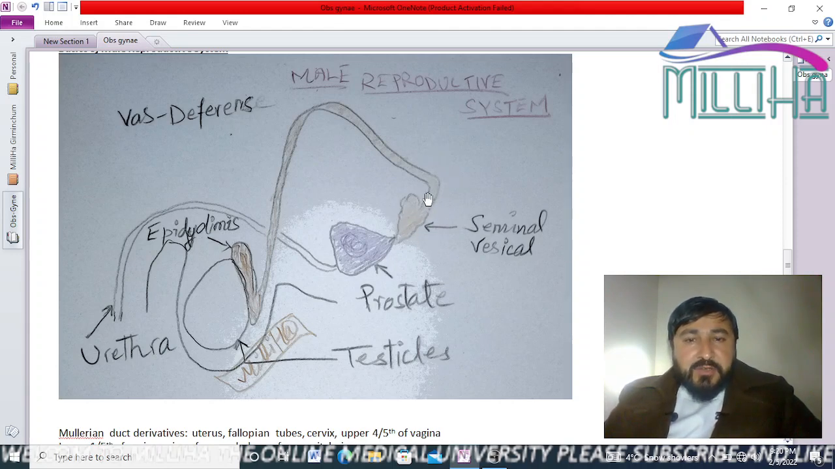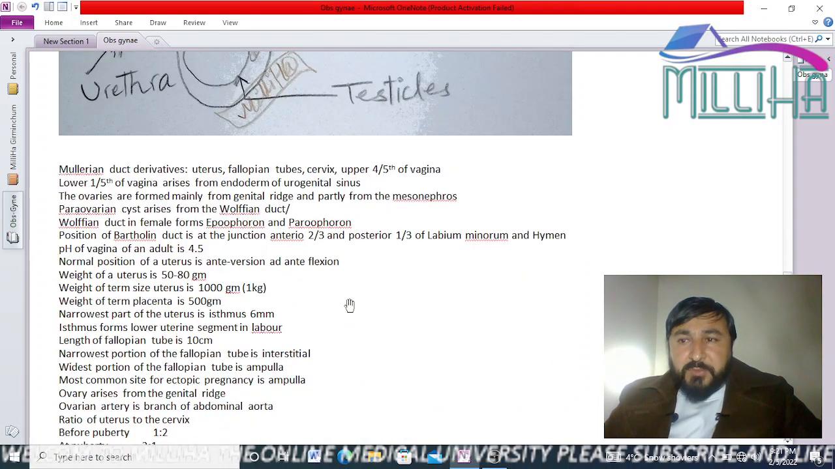This is the seminal vesicle. It is also a kind of storage, like a bladder. It is called the seminal vesicle, from where they go on. This is the prostate gland, found in males. This is the urethra. Semen is ejected through this during ejaculation. So this is the male reproductive system, the basics.